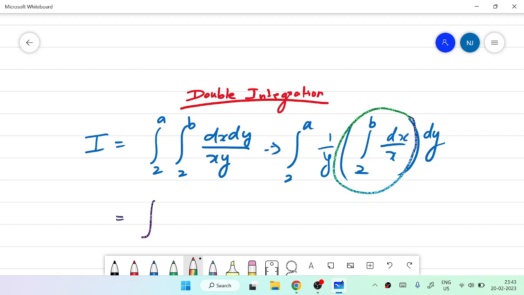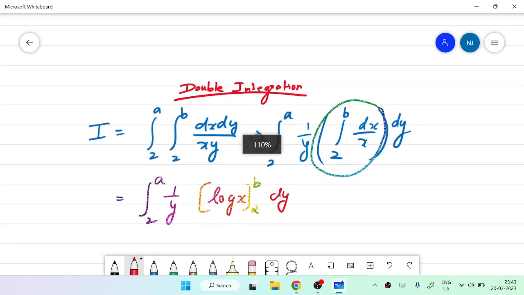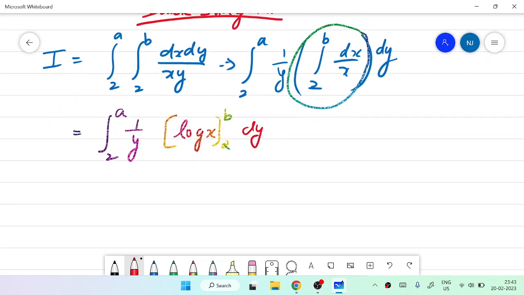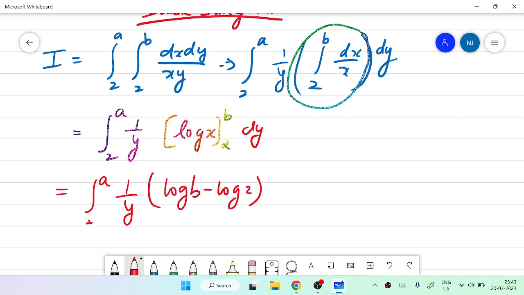The next step would be the integral from 2 to a of 1 by y. The integral of dx by x will give you what? Log x. Understood? So log x, where the lower limit is 2 and the upper limit is b, into dy. Then you have to substitute the upper limit minus the lower limit. So it will be the integral from 2 to a of 1 by y into log b minus log 2, into dy.